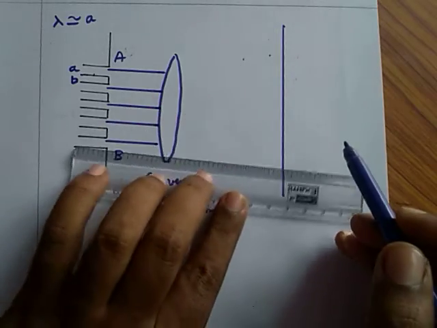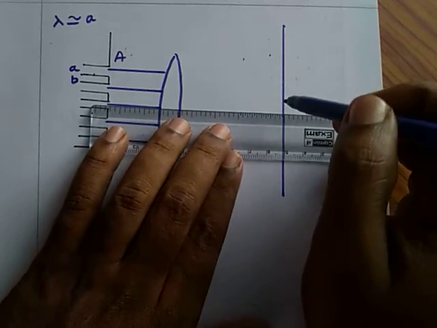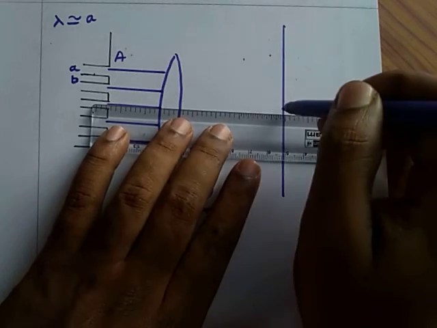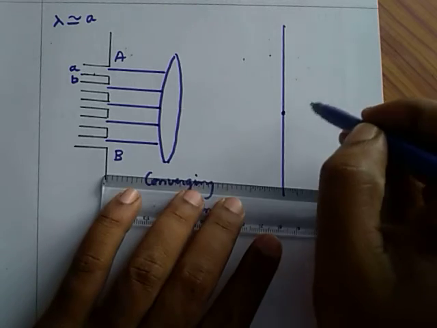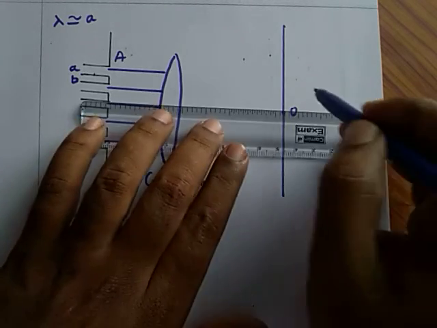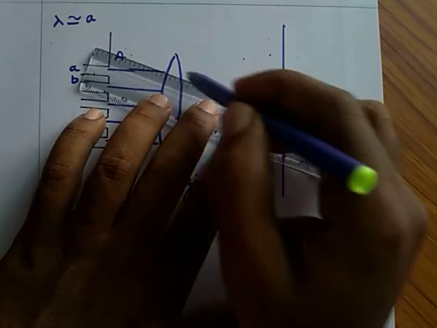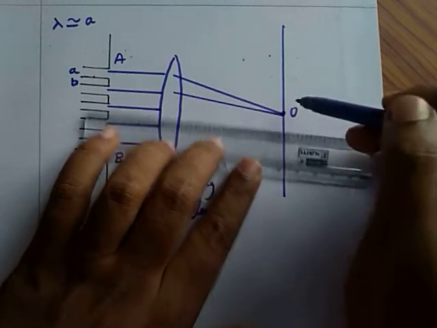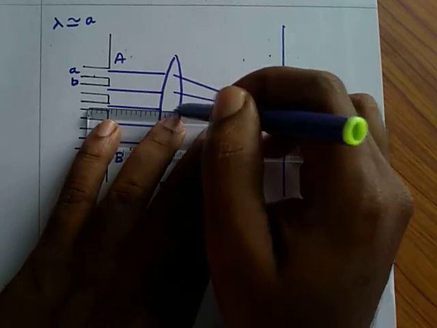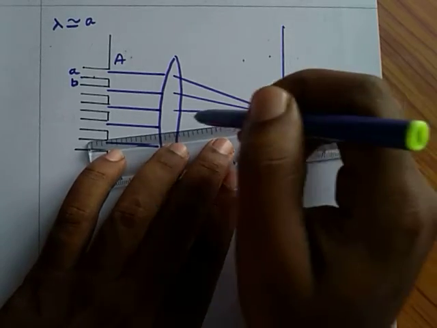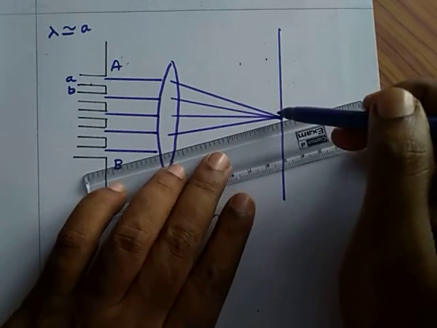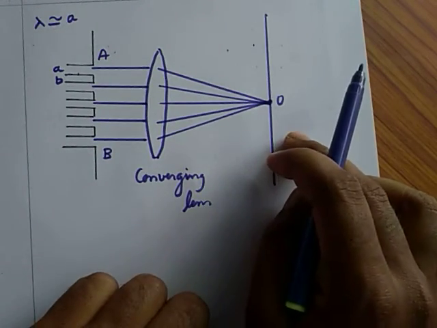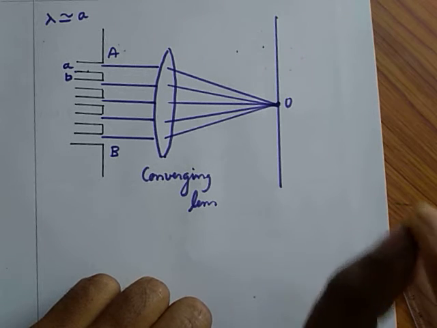Then we know all the rays that are parallel to one another are in phase and they meet at the point O. For these waves there will be no path difference. They meet at the point P. At point P there will be no path difference, that means the path difference is the same.